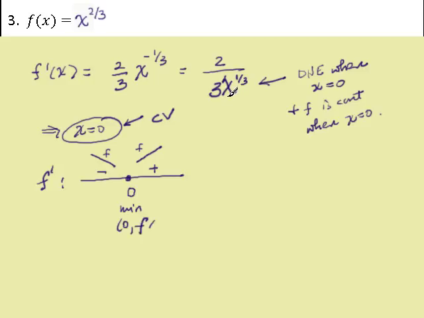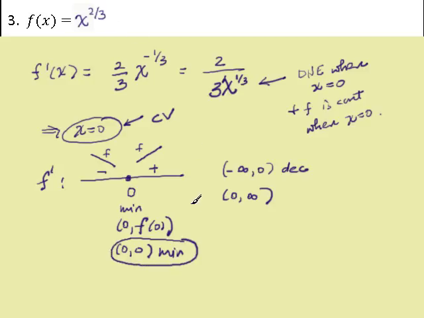At 0, f of 0. Plugging back into the original function, f of 0 is equal to 0. All right, so that's a min at 0, 0. So we have a min at 0, 0, and we have the decreasing interval from -infinity to 0. That's where the function's decreasing, and the increasing interval from 0 to infinity. And over here we have the min. All right, that's all the information we're asked for in this example.